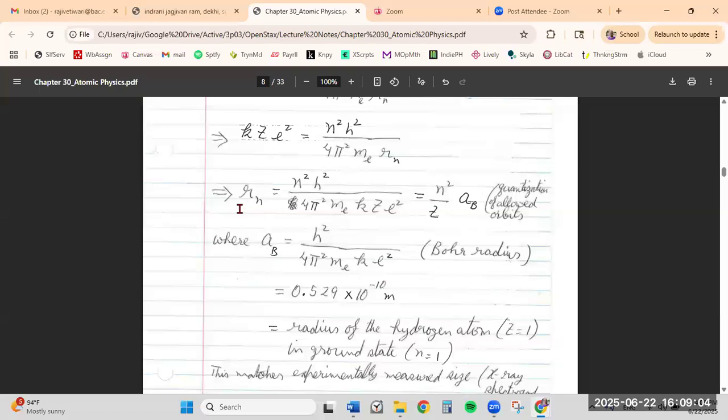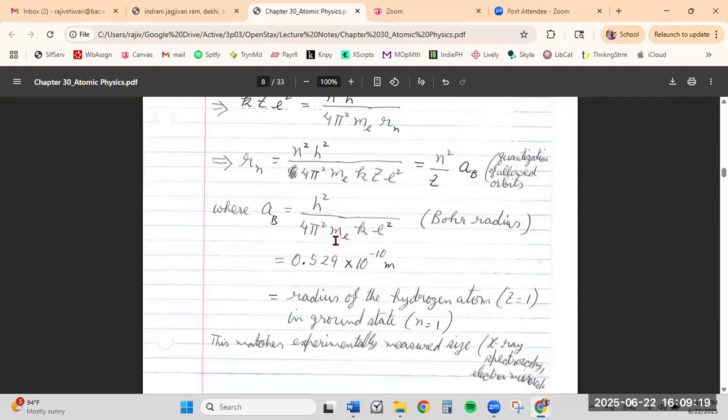So the radius of the hydrogen atom can only have these discrete values corresponding to n equals 1, 2, 3, etc., but nothing in between. AB is this constant, and if you plug in the values, you get this number, 0.529 times 10 to the negative 10 meters. And this is called the Bohr radius.